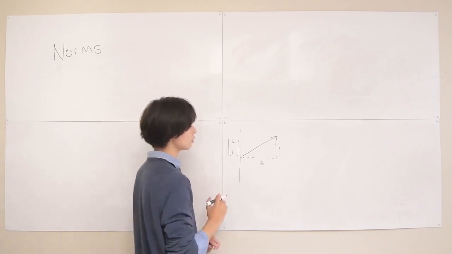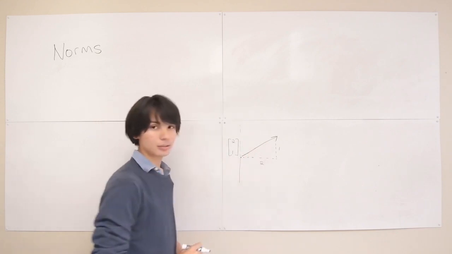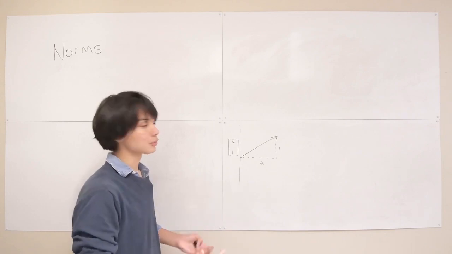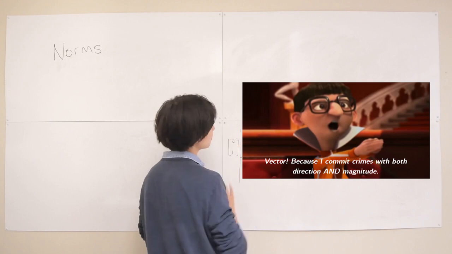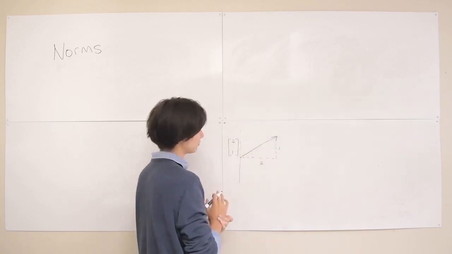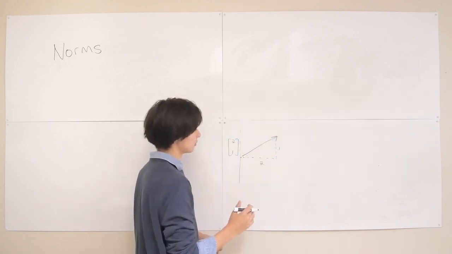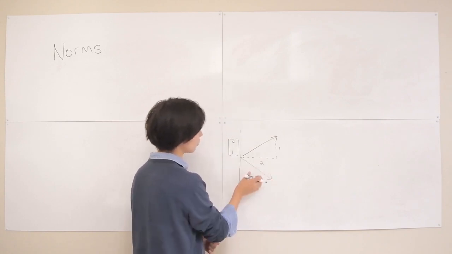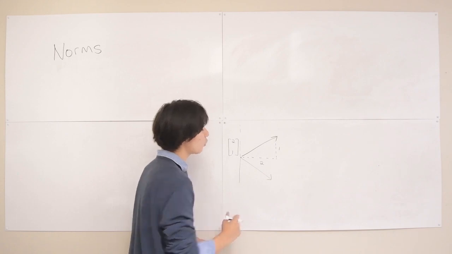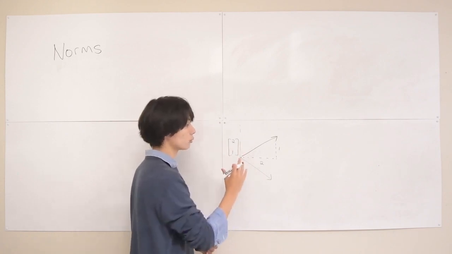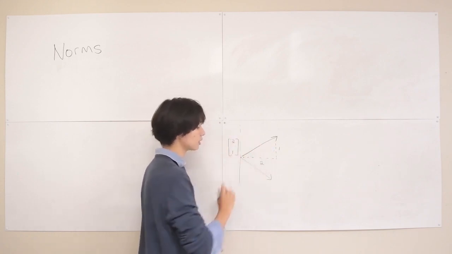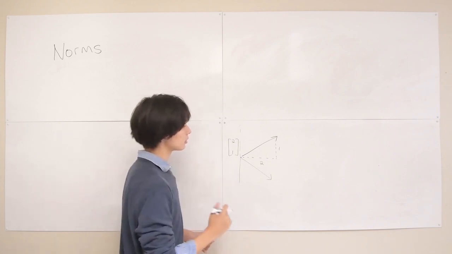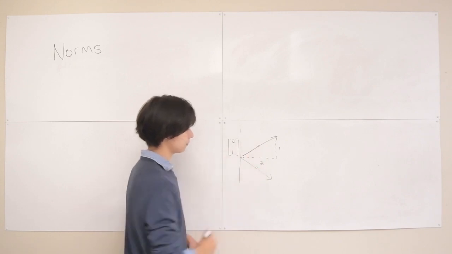So how do we measure the magnitude of this vector? Vectors both have magnitude and direction. If you watch Despicable Me, vectors both have magnitude and direction. But we don't really care about the direction. So if we had two vectors like this, of the same magnitude, we want the norm of this vector and the norm of this vector, even though they're in different directions, to still give the exact same value because they're the same length.